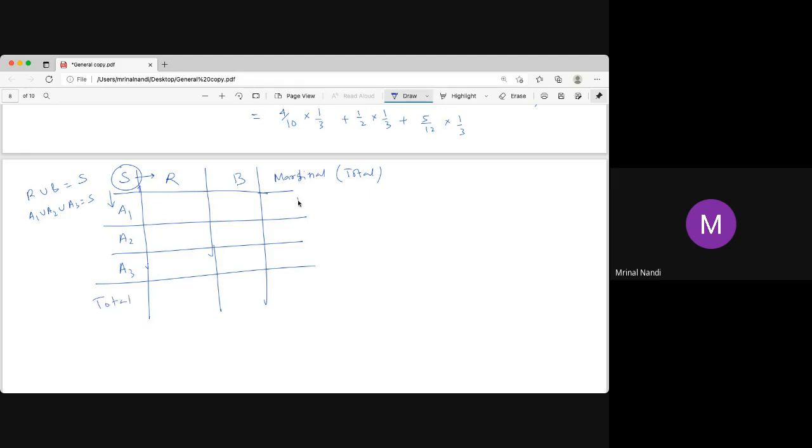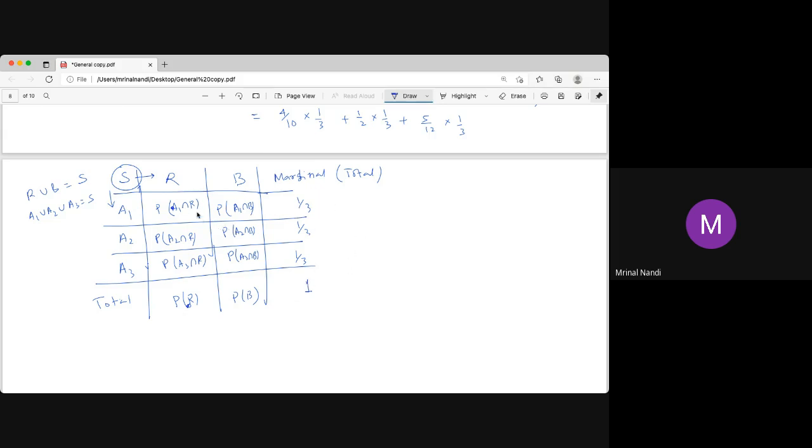Now we know that this total is just 1/3, 1/3, 1/3. You can find this using conditional probability. Here we have the intersections: probability of A1 intersection R, A2 intersection R, A3 intersection R, and probability of A1 intersection B, A2 intersection B, and A3 intersection B. The sum of the first is the probability of R, and the sum of the second is the probability of B, the blue one. Obviously the sum of the probability of R and the probability of B is 1. Here we have one third for the probability of A1, A2, A3.